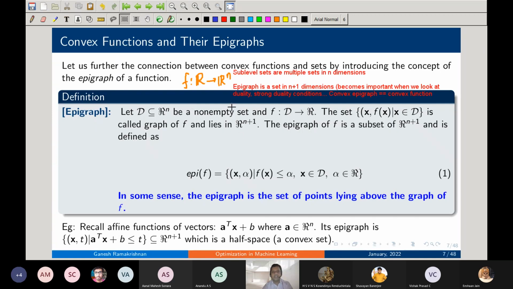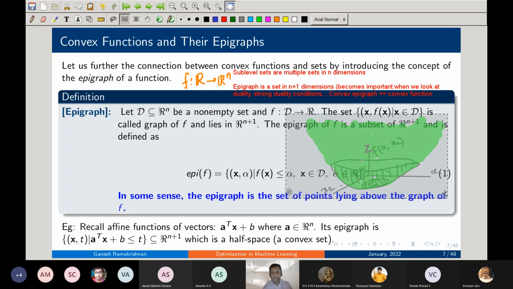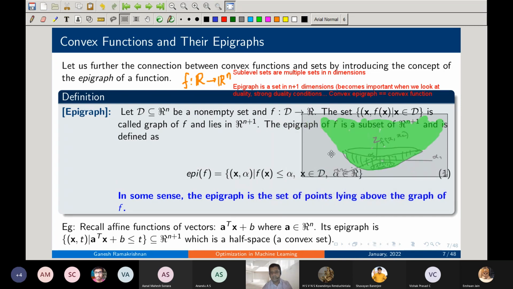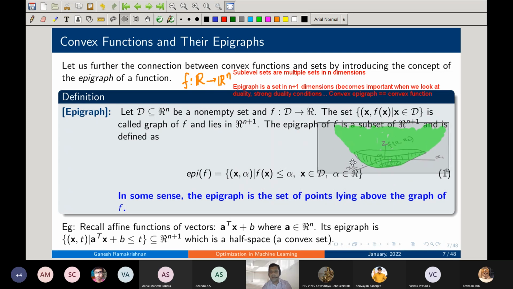So, okay, let's see this diagram here. This part in green is the epigraph. What you're seeing here is the graph of the function in gray, and the part in green is the epigraph. Again, I'm repeating from the definition, it's a set of all points lying above the graph of f.